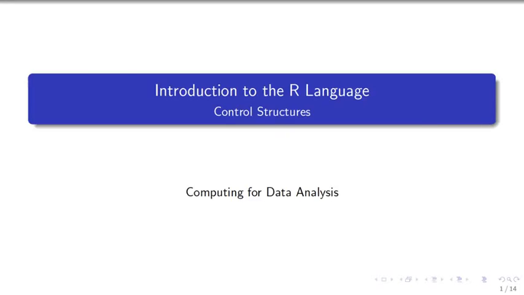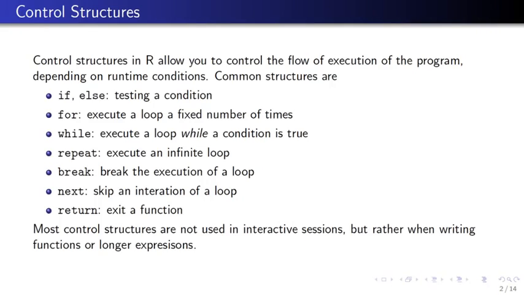Control structures in R allow you to control the flow of an R program, and are very similar to the control structures that you might see in other types of programming languages. The basic constructs are things like if and else, for testing logical conditions; for, executing a loop a fixed number of times; while, which executes a loop while a condition is true; and repeat, a construct that allows you to immediately execute an infinite loop. Break allows you to break out of any type of loop. And next skips an iteration of a loop, and return allows you to exit a function.